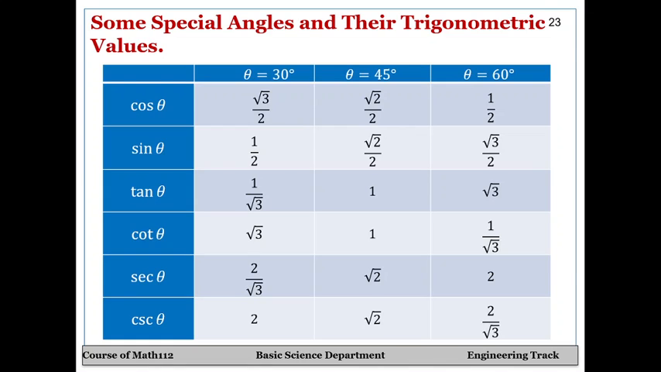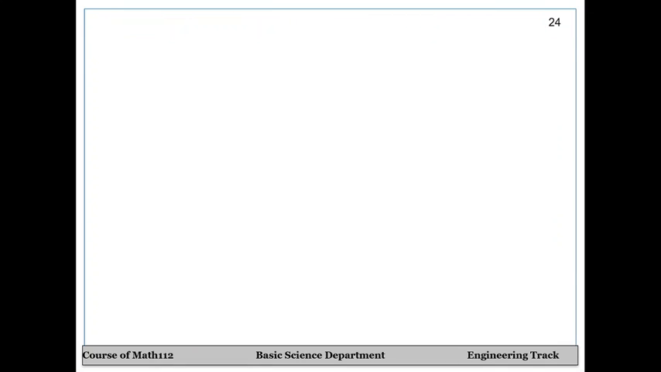Now, the special angles and their trigonometric values are listed here. You can use the triangles again. You can stop and check. It will be a good exercise for you. I recommend you stop here, draw the triangles, try to get these values, and compare your values with the table.